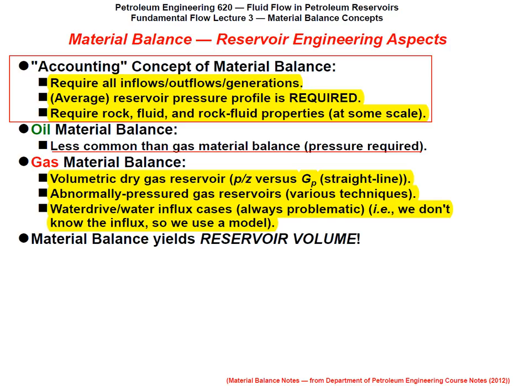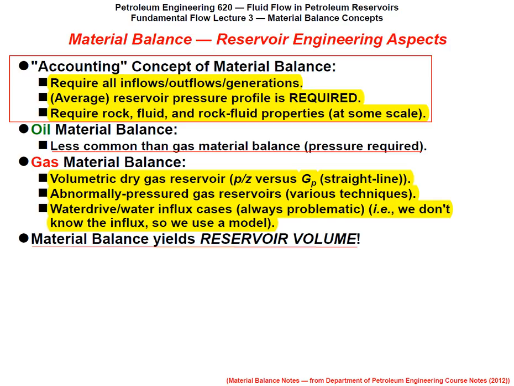The most important discussion we can have today is that material balance yields reservoir volume. That's it. It doesn't give you permeability. It doesn't give you porosity. It doesn't give you any of these other things. It gives you reservoir volume.